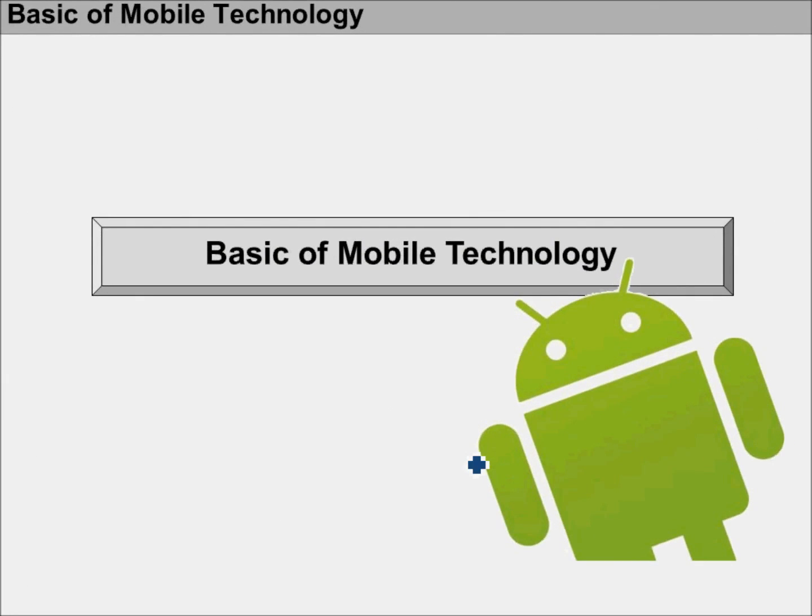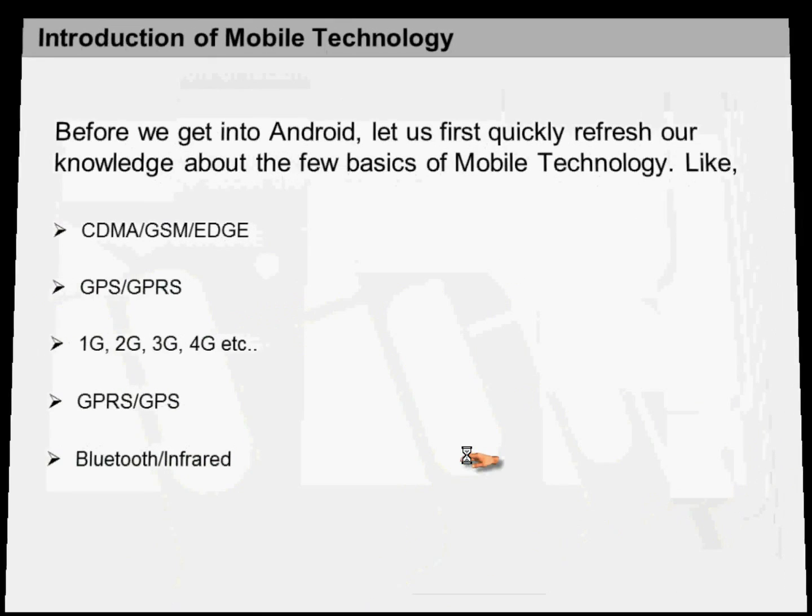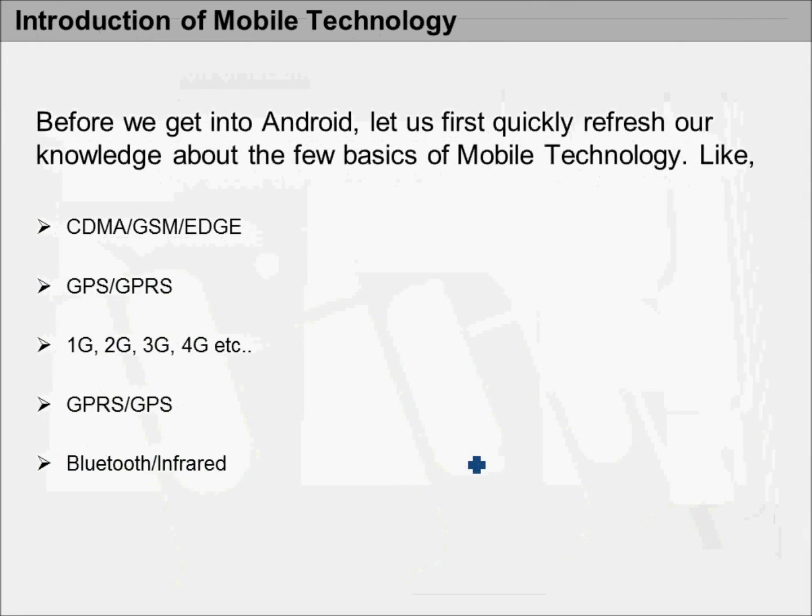So let us start with the basics of mobile technology. In this session, we are focusing mostly on what is CDMA, what is GSM, what is EDGE, what is GPS, GPRS, first generation, second generation, third generation, fourth generation, and a little bit about Bluetooth or infrared. This is just a duplication of that, so overlook that. And we'll try to understand this basic technology.